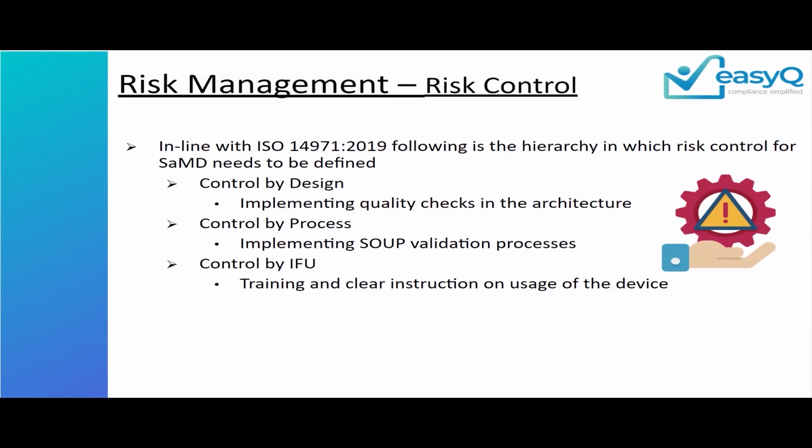You have the freedom to have multiple mitigations for the same risk. It is not that if you have implemented a control by design, you don't have to worry about process and IFU. It's purely up to you. You can have control by design, process, and IFU at the same time, right? But if there is a hierarchy that you have to follow, it will always be: first think about design, then process, then IFU, right? Please keep this in mind.